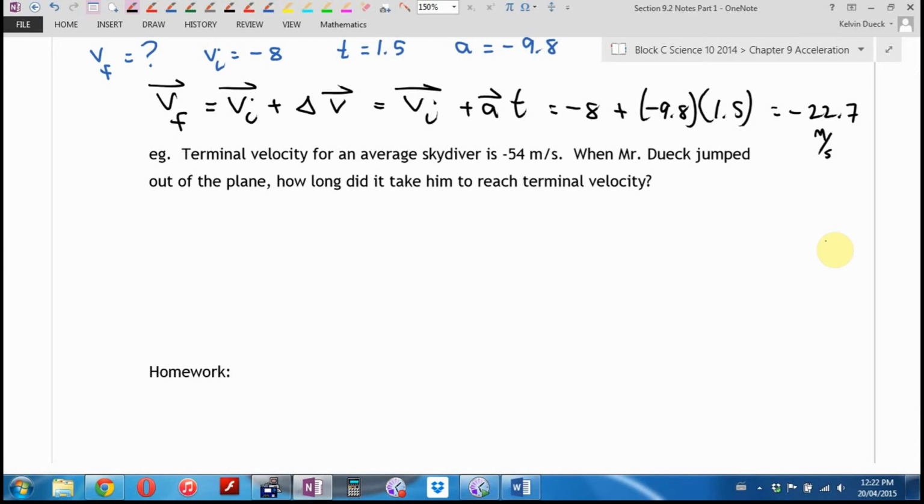What's this question asking me to find? What else do I know? What's that negative 54? It's a velocity. Initial or final? I heard someone say initial, I heard someone say final. V final?